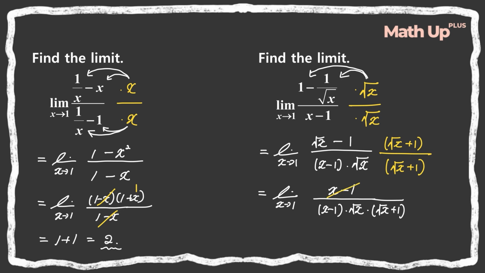So this factor x minus 1 cancels out. And if we substitute 1 for x, then that's going to be equal to 1 over square root of 1, times square root of 1 plus 1, right? So that's 1/2. So the answer is 1/2, right?